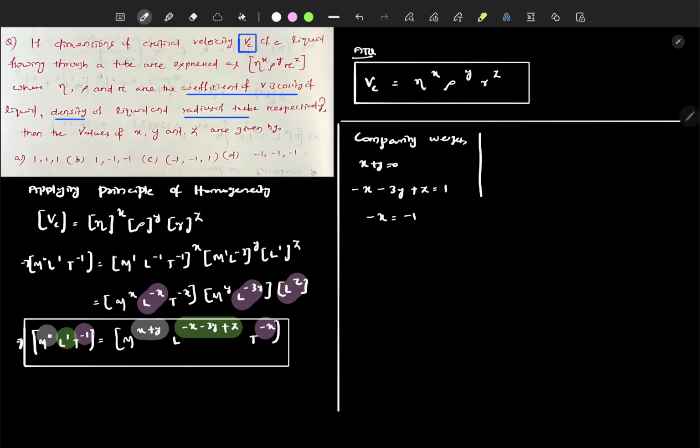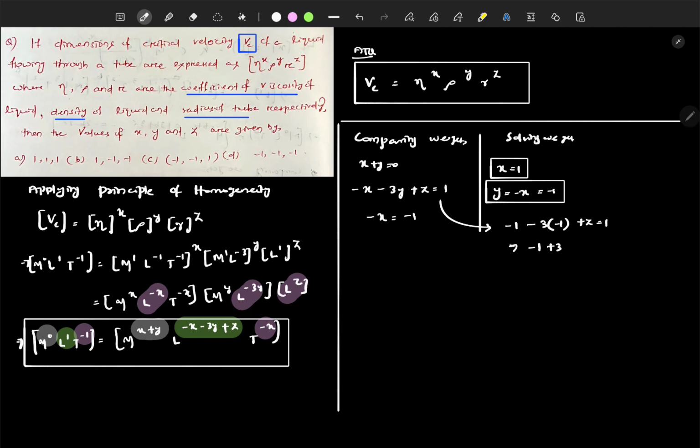So solving, we get minus x is equal to minus 1, so x is equal to 1. x plus y is 0, that means y is equal to minus x, so y is equal to minus 1. So what will be the value of z? Put it in equation 2. So minus 1 minus 3 into minus 1, the y value, minus 1, plus z is equal to 1. So it will be minus 1 plus 3 plus z is equal to 1. So 3 minus 1 is 2. 2 plus z is equal to 1. So z is equal to 1 minus 2, that is minus 1. z is equal to minus 1.